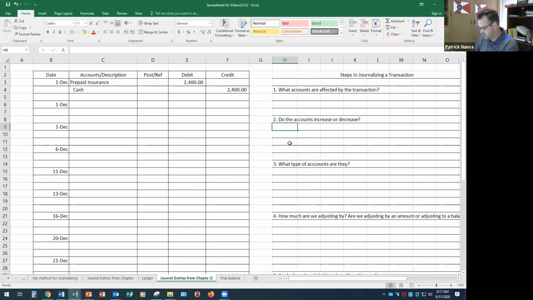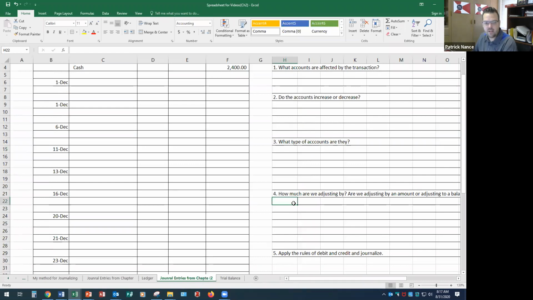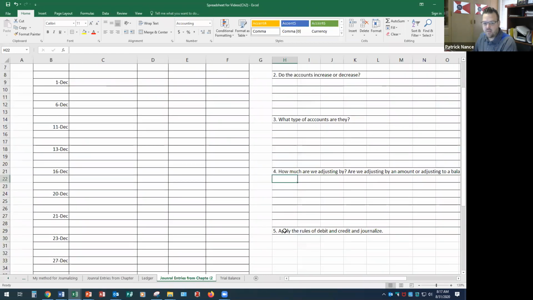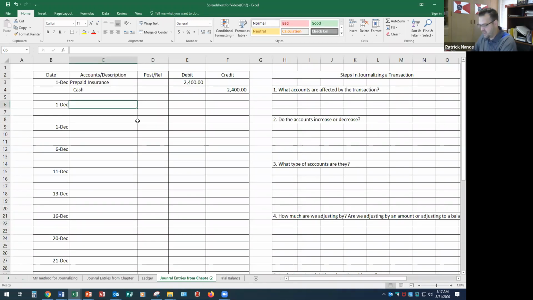Do they increase or decrease? Cash, we are paying cash, so cash goes down. And rent expense, we are incurring that expense, so rent expense goes up. What type of accounts are they? Cash is an asset account. Rent expense is an expense account. How much are we adjusting by? The $800 that's given. And then apply the rules of debit and credit. So we have an increase in rent expense, an increase in an expense account. According to the rules of debit and credit, expense accounts are increased with a debit, and asset accounts are decreased with a credit. And cash is an asset account.